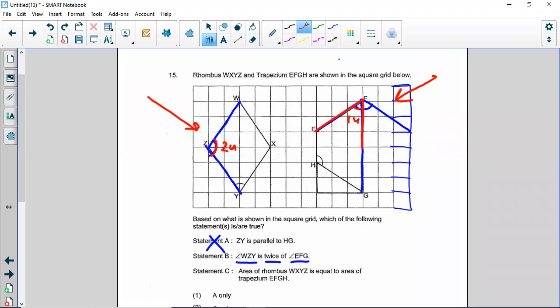Yeah, so you may have to do some drawing or something. Okay, this is how you show. Okay, the next one, so I'm going to erase. So statement B is correct. Okay, statement C, how do you find area?